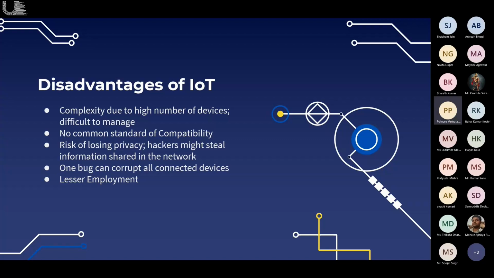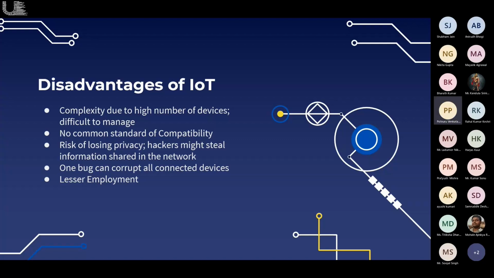Next, one bug can corrupt all connected devices. Since all the devices are connected in an Internet of Things system, one bug anywhere in the system is likely to corrupt all the devices which are connected in the system. And finally, lesser employment, because obviously IoT makes things automated. So there is a risk of a man losing his job because his work is no more, because a machine does his work.